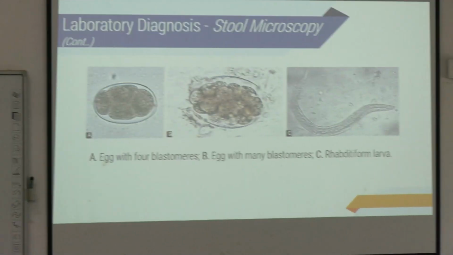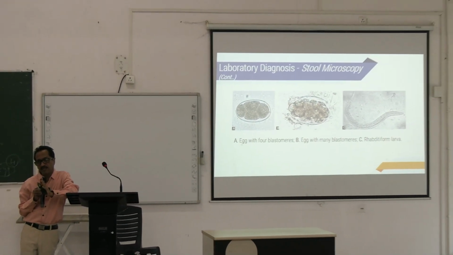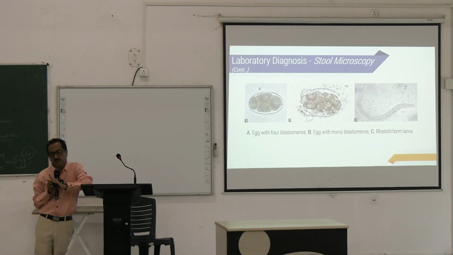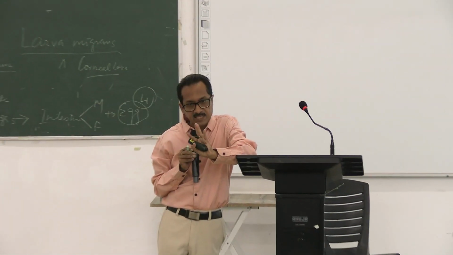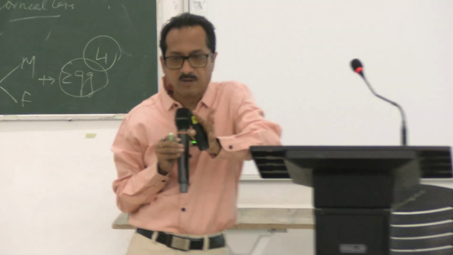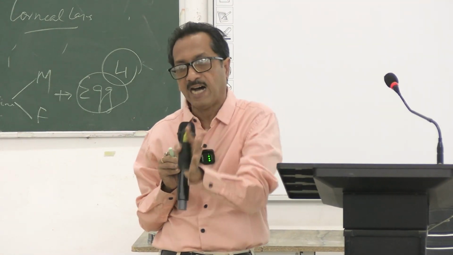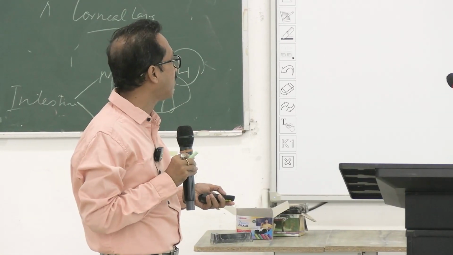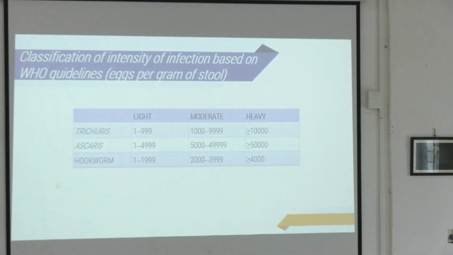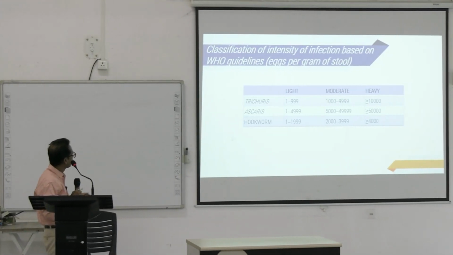Here again the diagnostic form is the unembryonated egg, or L1 larva if you get it, and the infective form is L3, which we don't get in the stool. What we get in the stool is the non-infective but diagnostic form, the unembryonated egg or egg containing L1 larva. This is one WHO classification, eggs per gram of stool, for what is called light, moderate and heavy infestation.